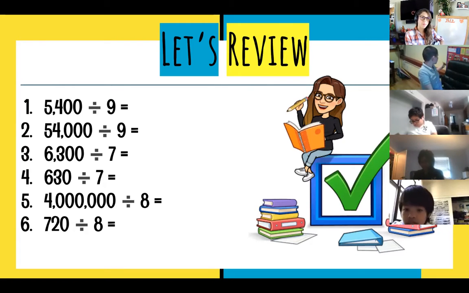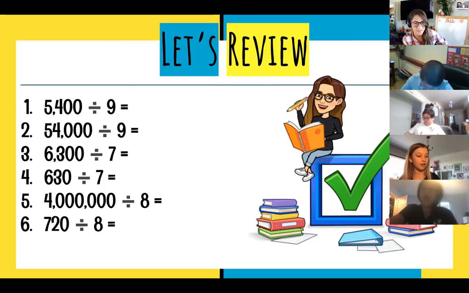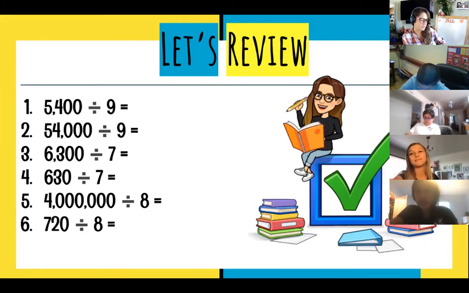Emma, number 3, 6,300 divided by 7. What's your basic facts? Your basic facts are 63 and 7. Beautiful. And then your final product? That equals 9, and then you add the 2 zeros. Beautiful. So 900. And you get 900 as your quotient. Perfecto. All right, let's see who's next.